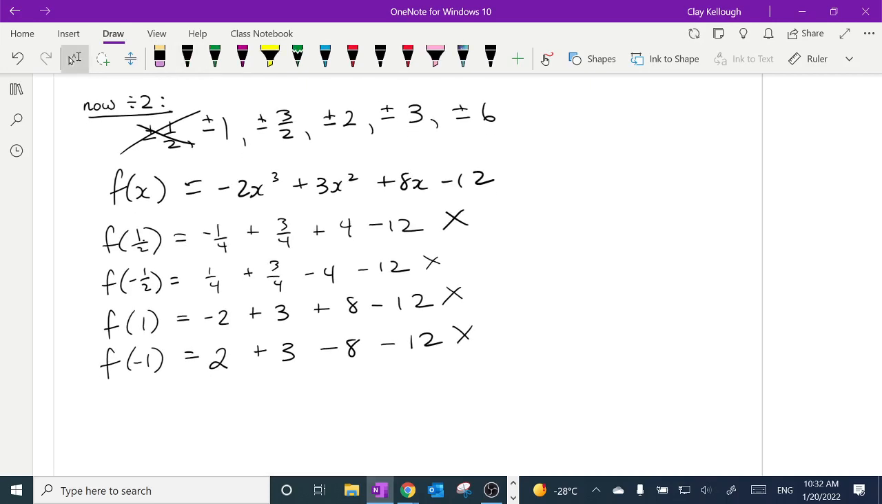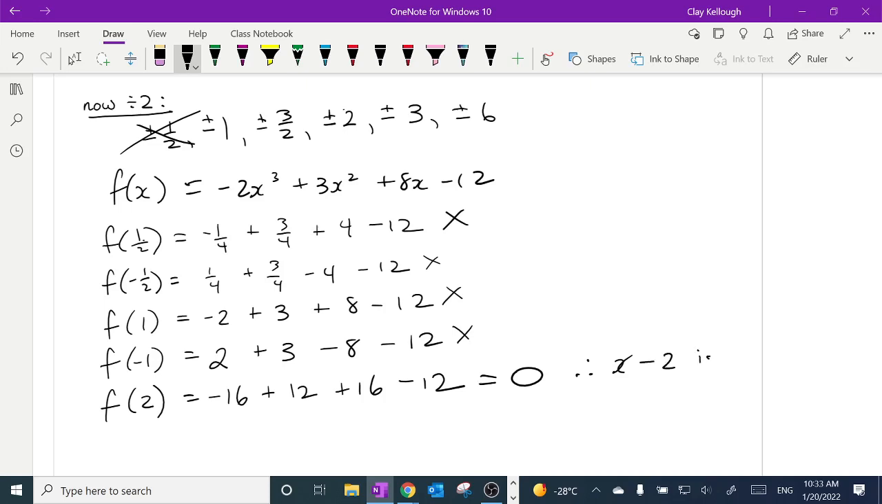Now, I don't know about you, but I don't want to play with any more fractions. These fractions are going to be my last resort. I'm going to jump over to 2's. Let's try 2. Does 2 work? So if you plug in a 2 for x, you're going to get negative 16. Then 12. Then 8 times 2, 16. Hey, we got a 0. Therefore, x minus 2 is a factor.